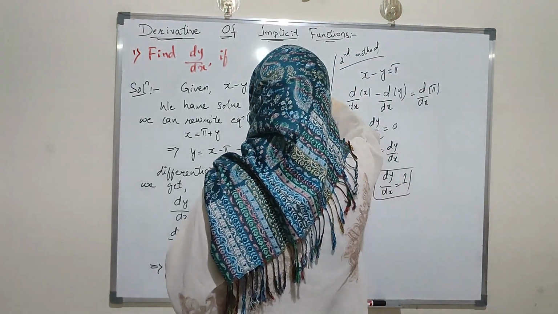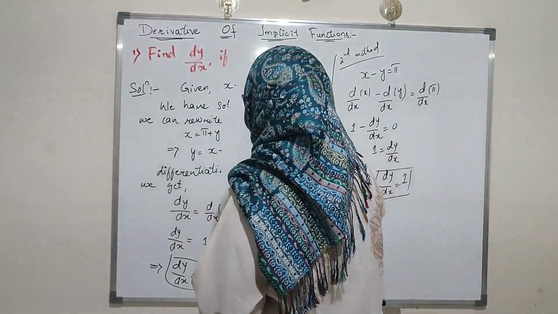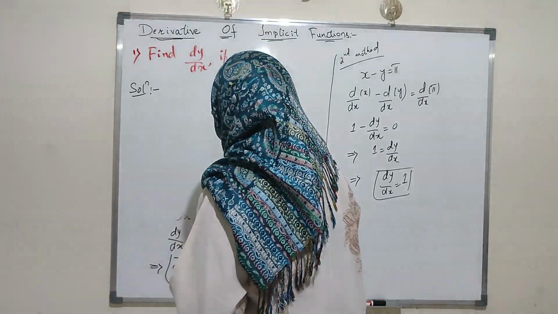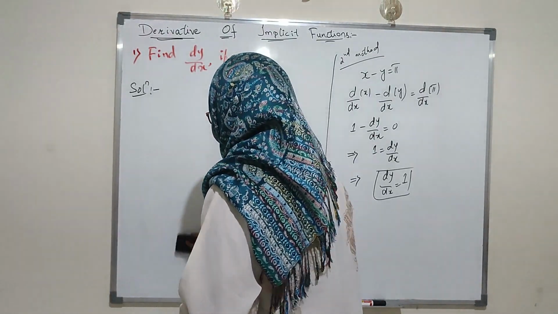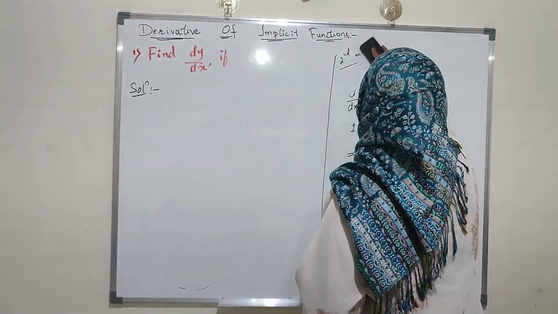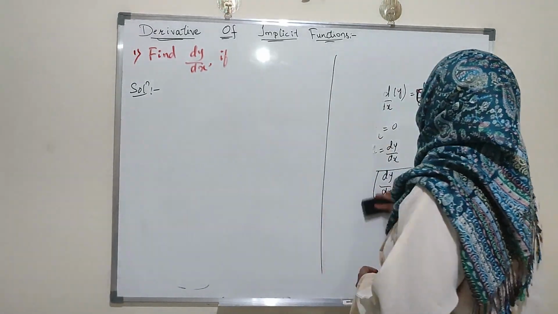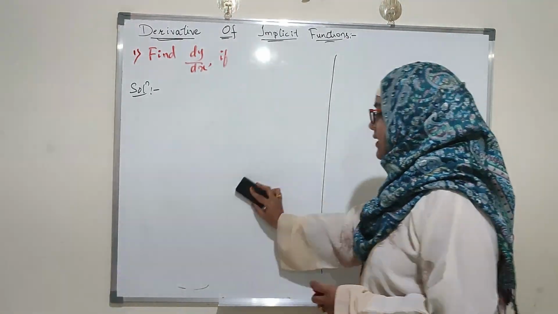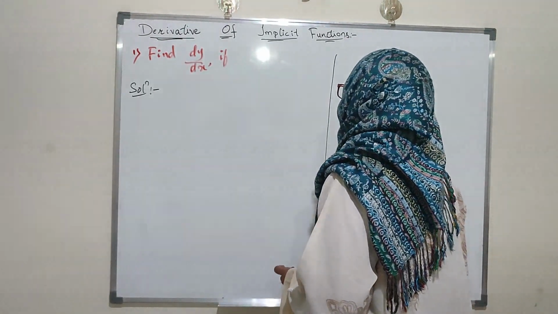Okay, right, I will rub this. This one is a simple example. Now take the second example. In the second example, you have a trigonometric ratio along with an algebraic term, or you can say variables. Okay. Now write down.